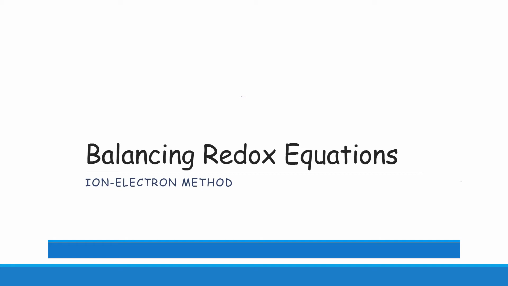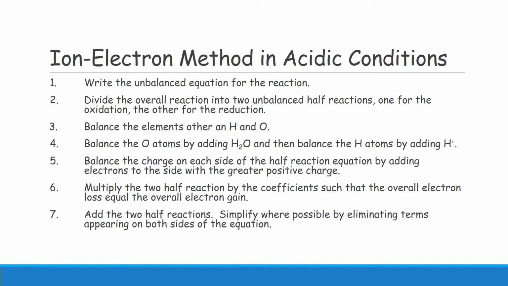Sometimes it's not always easy to balance redox equations using traditional methods, so instead we use a process called the ion-electron method. Now, the ion-electron method has a series of rules used for balancing. We're only going to be doing it in acidic conditions. Now, this can be recognised by the presence of hydrogen ions in the skeleton equation.